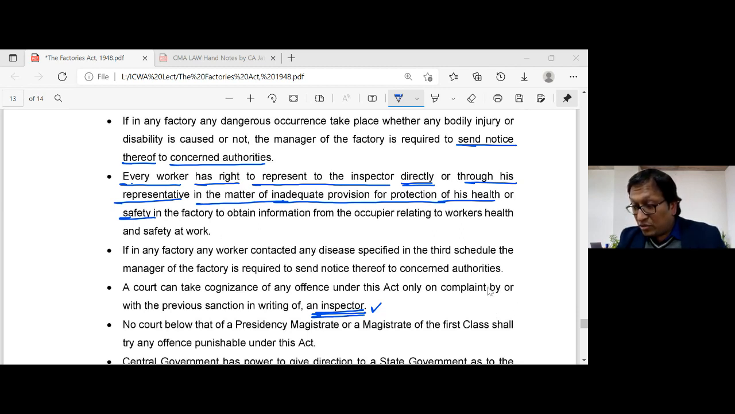What are the liabilities of the occupier? I told you. If a child who is 15 years old, can they work in a shop? Yes, they can. Okay. So if they ask any question, write the answer using the provisions. Definitely you have studied the provisions. You can quote them.